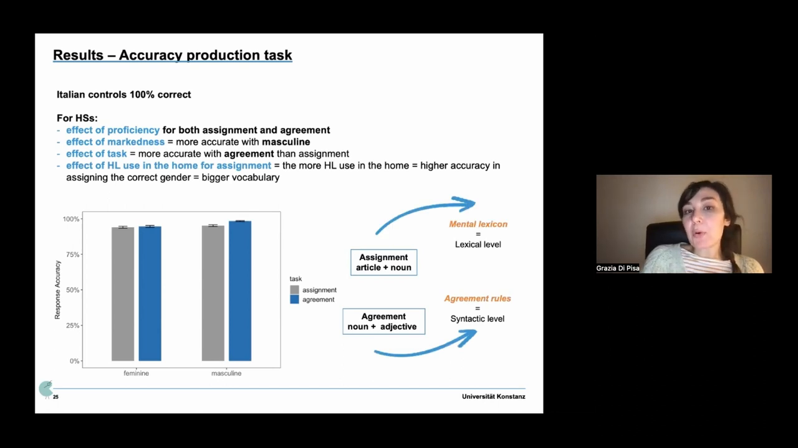And yes, as I said before, this difference that we saw, they were more accurate with agreement than assignment, is actually indicative of the fact that they basically know the rules of agreement in Italian. However, their difficulty was with assignment, because assignment is more related to the mental lexicon, with the vocabulary. And that you can get with much more exposure to the language, to the heritage language. And this is why here, for example, we see that the more exposure you have in the home, the better you are in assigning gender to nouns.